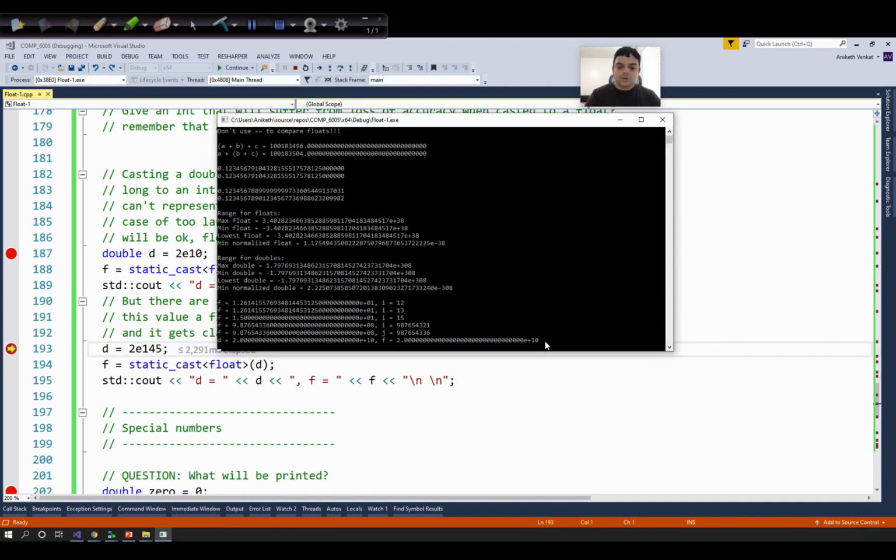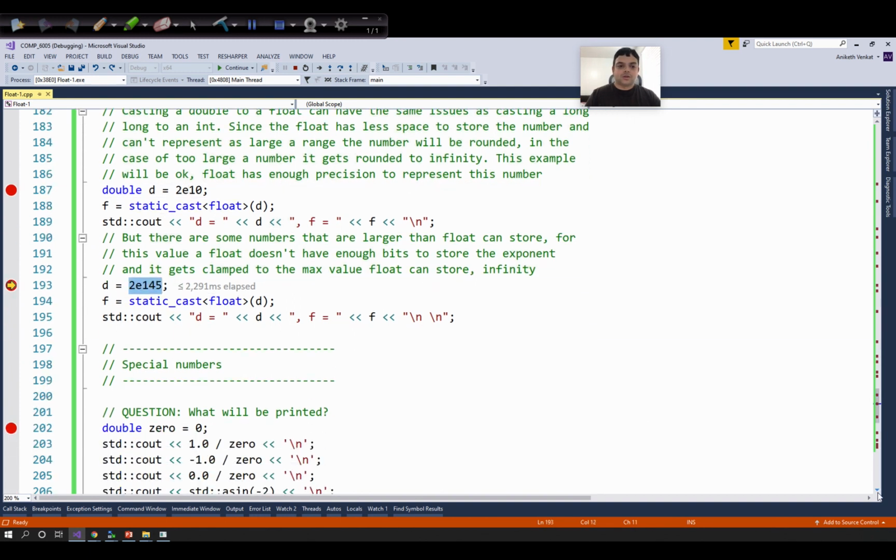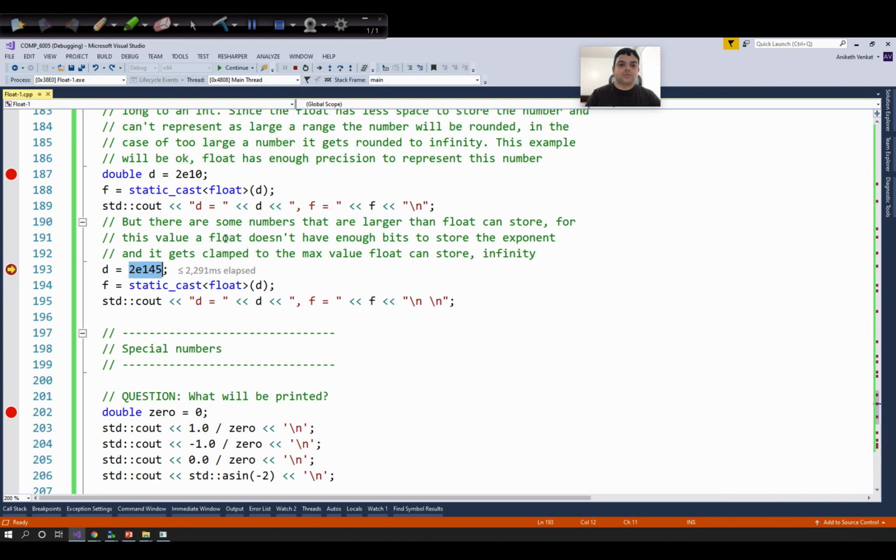Okay, now notice the number can be exactly represented in both float and double. So even though we cast from a double to float, we are not losing any accuracy when we have a small number. However, let's increase the number from 2 times 10 to the power of 10 to 2 times 10 to the power of 145. And let's look at the same operation. We are casting the double to a float using static_cast, and let's see what will be the output.